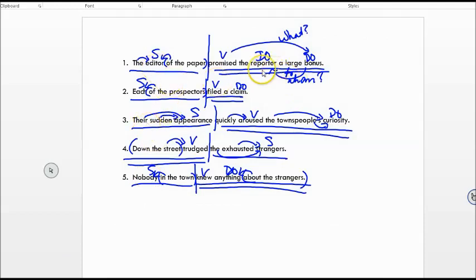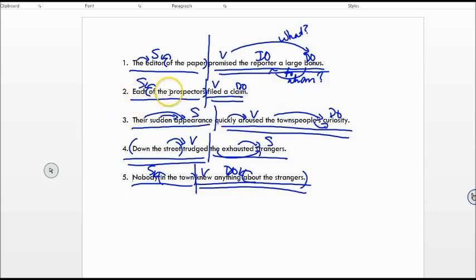All right, so I have 5 sentences here. The first one: the editor of the paper promised the reporter a large bonus. So editor is our simple subject. The is an adjective modifying it. Of the paper is a prepositional phrase modifying it. Promised is our verb. They promised the bonus, so that's our direct object with large and a attached to that. And then they promised it to the reporter, so there's an indirect object with the modifying it. We're going to divide our sentence between the last word that's attached to our subject and the first word that's attached to our verb. So this becomes your complete subject, and this underlined twice becomes our complete predicate.